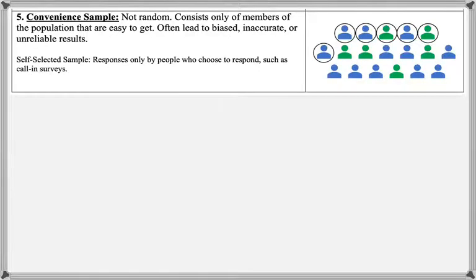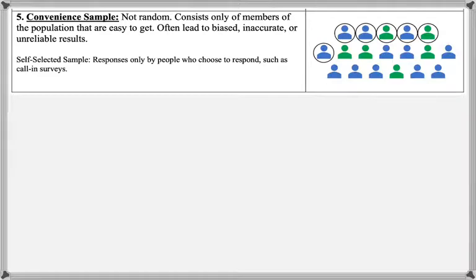The fifth technique is the convenient sample, which is not random and it's not really good. So this consists only of members of the population that are easy to get, and it often leads to biased, inaccurate, or unreliable results. So an example would be the self-selected sample, and this is responses only by people who choose to respond, such as call-in surveys. And in our diagram of 18 people, we select just the first 6 to get our sample. So that's a convenient sample.